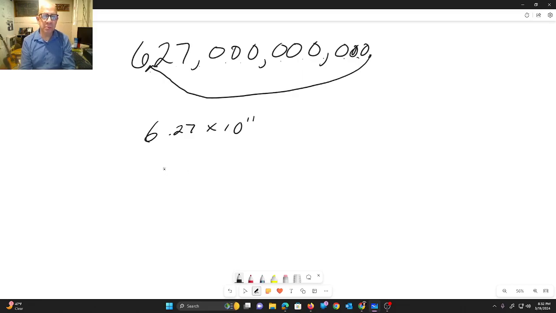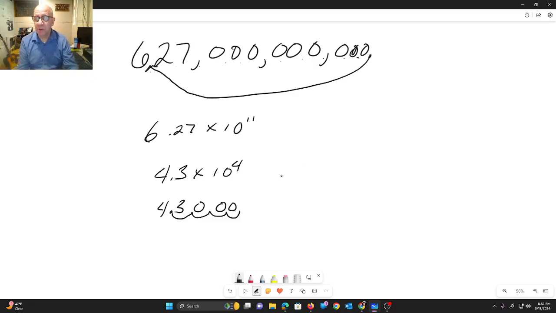If I have a number in scientific notation, 4.3 times 10 to the fourth power, then I just move the decimal the other way. So I have the 4.3, and I'm going to move it 4 spots, 1, 2, 3, 4, and fill those spots with zeros. So 4.3 times 10 times 10 times 10 times 10 is 43,000. So I can go from big numbers to scientific notation, and I can go from scientific notation to big numbers.